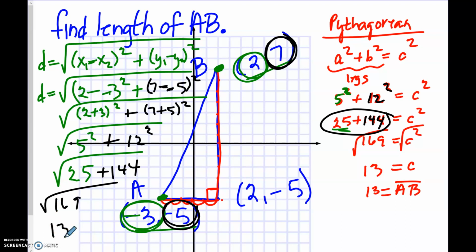So if you look here, we solved this by using the Pythagorean theorem, and then we also did the distance formula. So where did that green 5 come from? Well, that green 5 came from us taking these two x values and subtracting them. All right, let's try another one here.